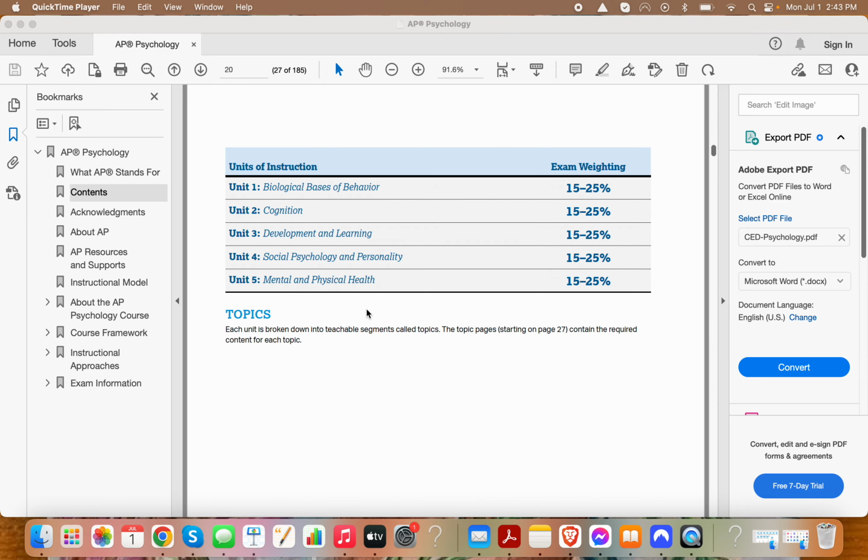This is what I wanted to get to. So we'll talk about the biological basis of behavior. We'll look at what does it mean, what is cognition, development and learning, social psychology and personality, and then mental and physical health. And you'll see I've divided these up a little bit so that we break things up, like development and learning can be broken into parts.